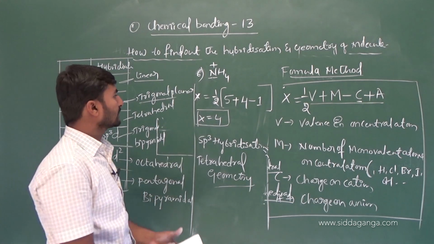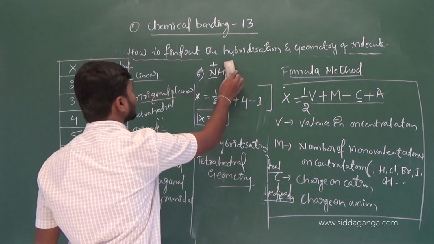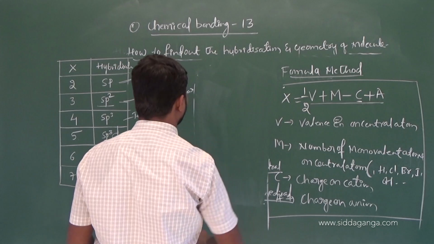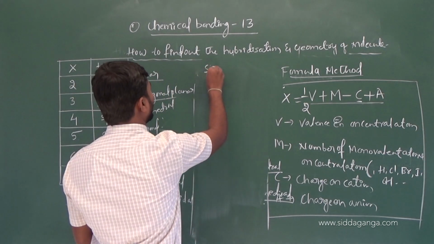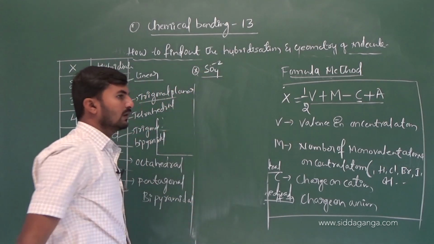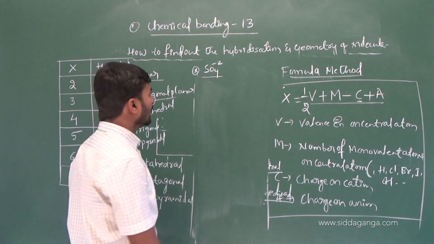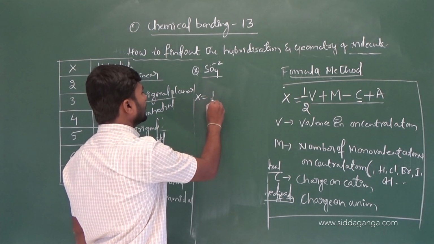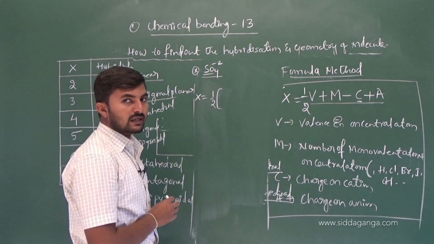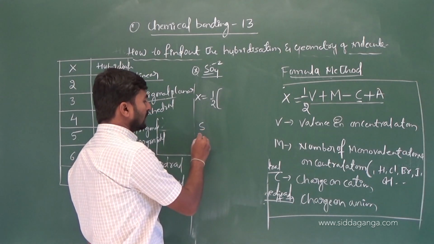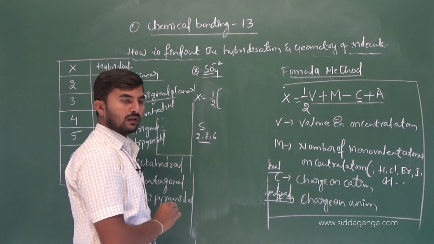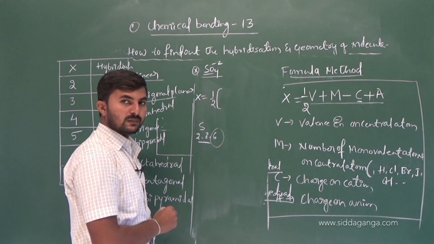Okay, next, one more example, that is SO4 minus 2. The SO4 minus 2 ion was given. How can you calculate this? First we have to identify the central atom, that is the main thing. Sulfur will be the central atom. What is the configuration of sulfur here? 2, 8, 6. The number of valence electrons is 6.